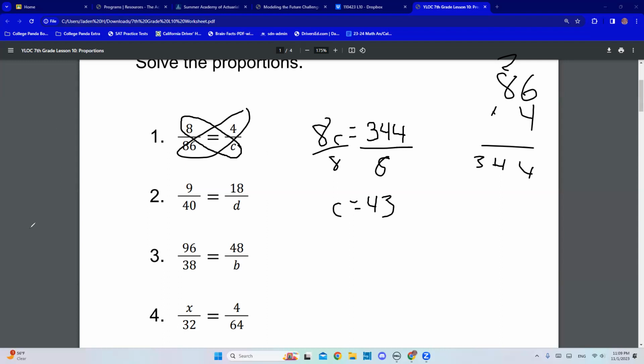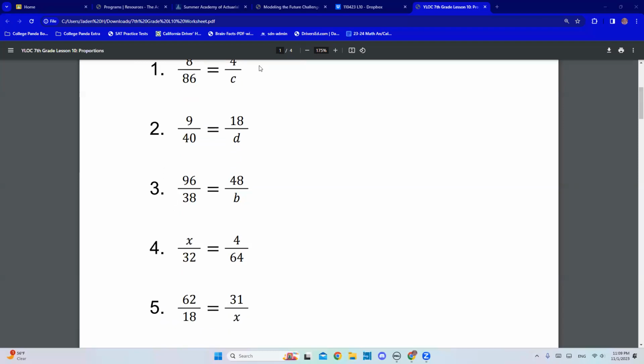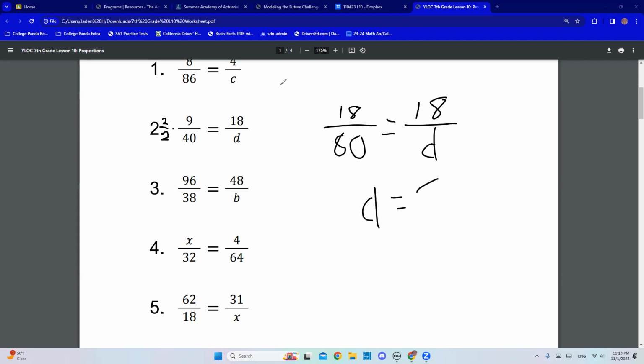All right. Another method we could use is, let's see this example. Number 2, 9 over 40 equals 18 over d. So we're trying to find out what d is. Well, what we can do is multiply the 9 over 40 by 2, because we know that 2 times 9 is 18, and these fractions are supposed to be equivalent to each other. If you multiply both sides by 2, you get 18 over 80 equals 18 over d, and that gives us d equals 80.